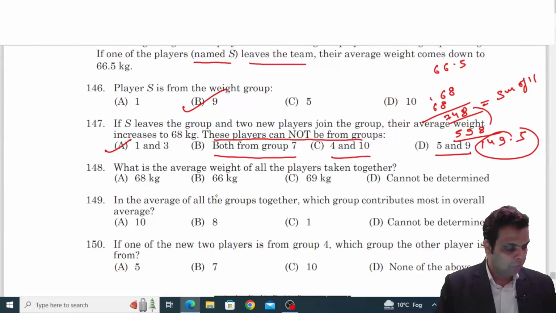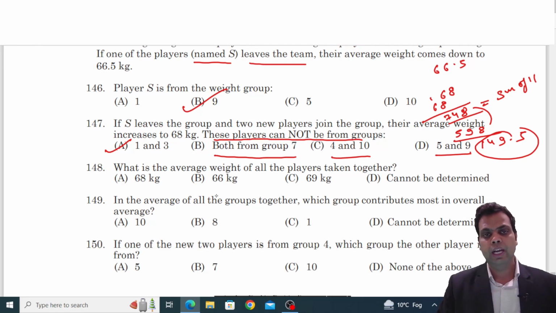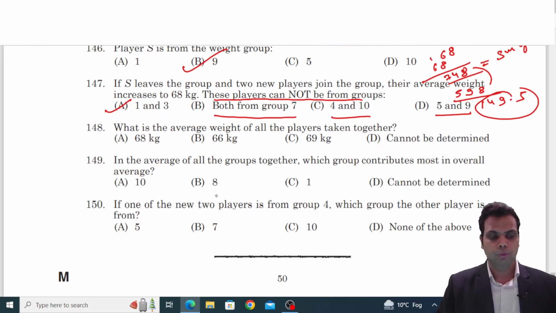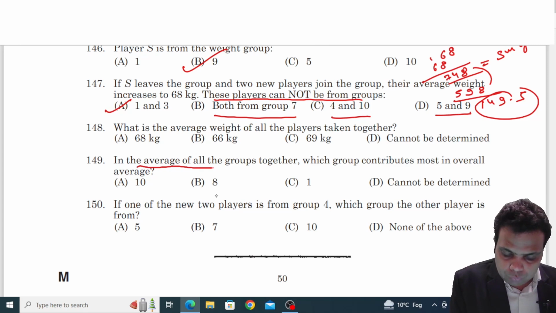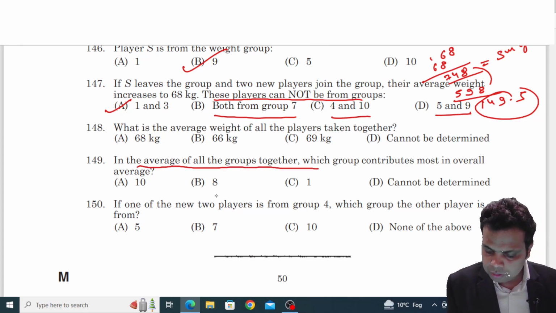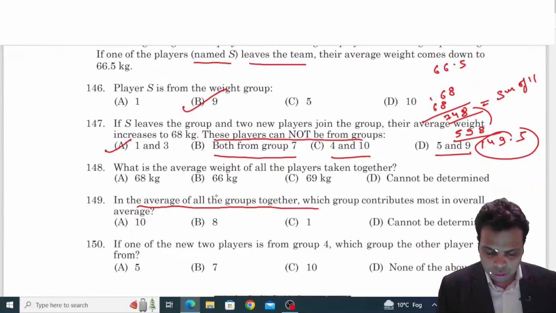What is the average of all groups together? Which group contributes most in overall average? Now again, if the average of all groups together, which group contributes more? Again, this ratio is not defined.